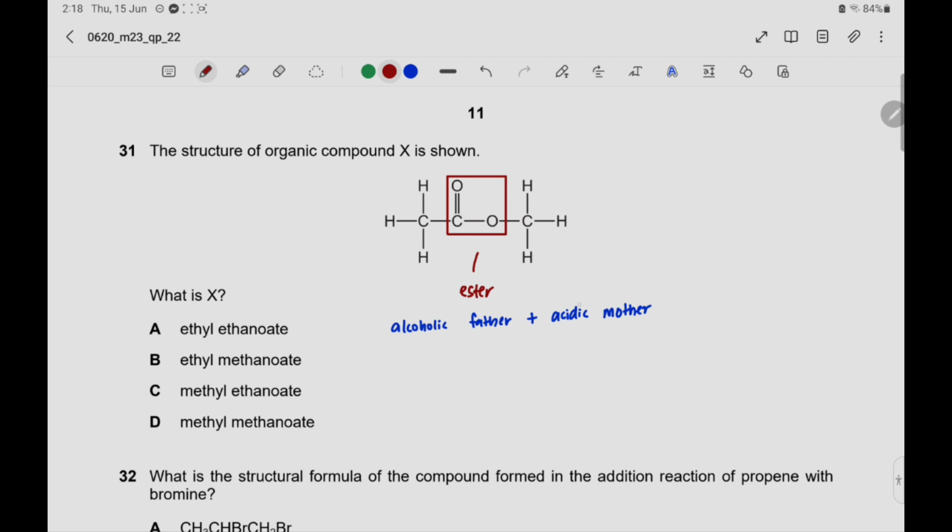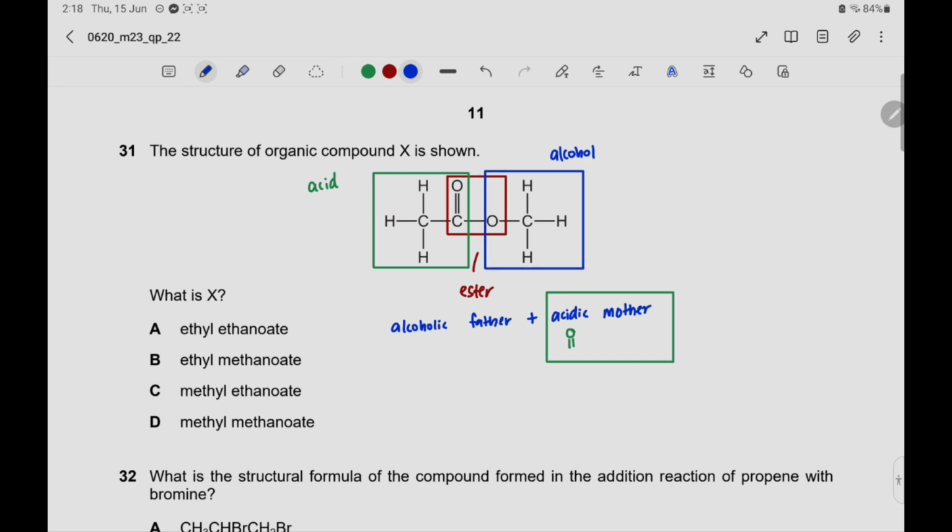Acidic mom, every time you see the word acidic, is the one with the double bond. So I already told you, right? The one with double bond. So this is my acid. Okay, this is my alcohol. So alcohol, I only have 1 carbon. So this is methyl. Your alcohol father will give you the "yl" at the back. And acidic mom is 2 carbon, so ethanoate. So the word "oate" is what your acidic mom will give you. Answer should be C. Okay, so 33.